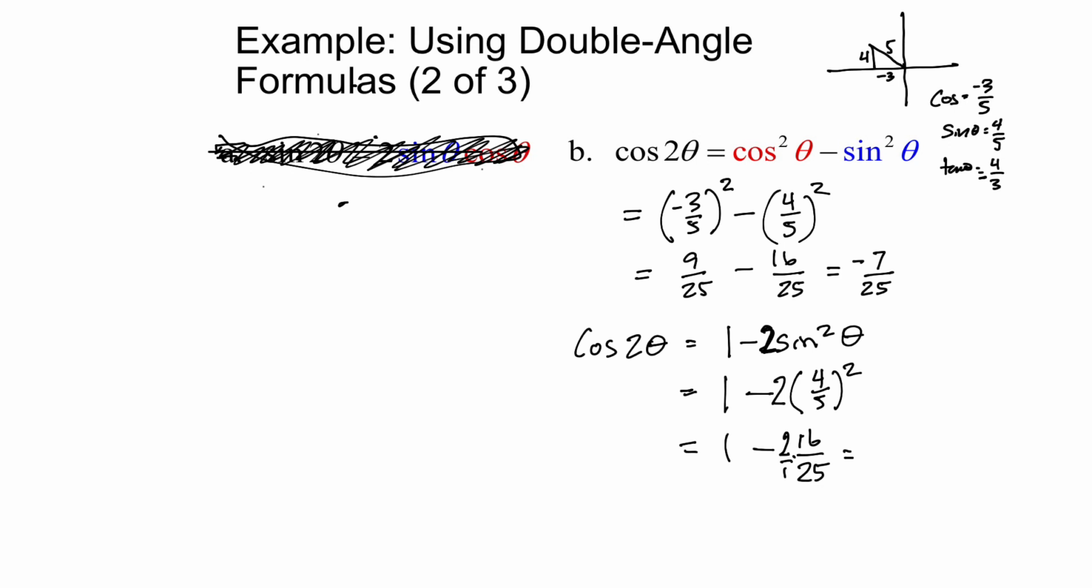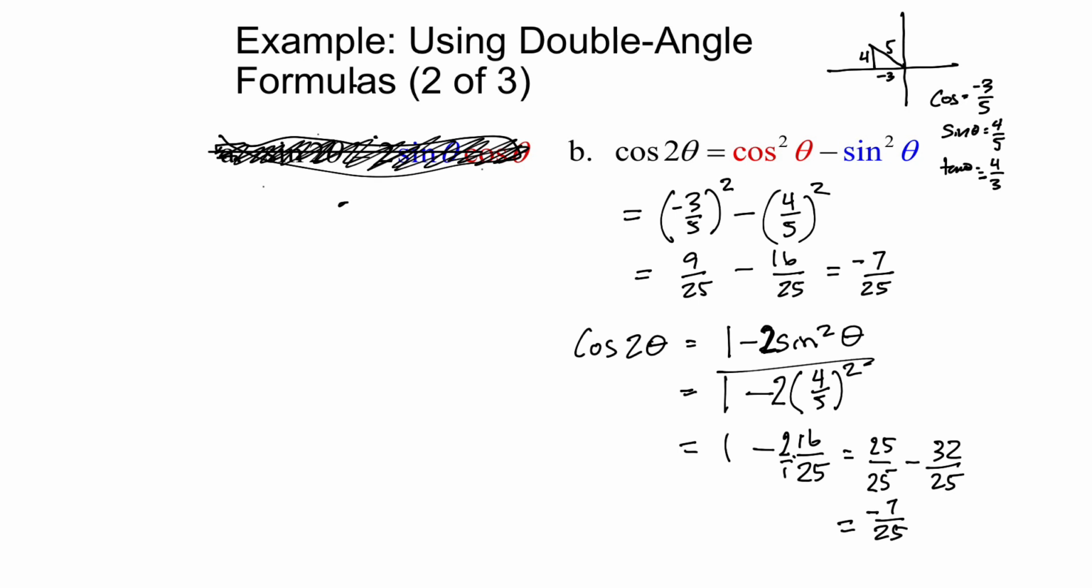that second thing. We're still going to put 25/25 for the 1. But 2 times 16 is 32. And now this works out the way we expected it to. 25 minus 32 is negative 7/25 as well. So we see that works out with the cosine.